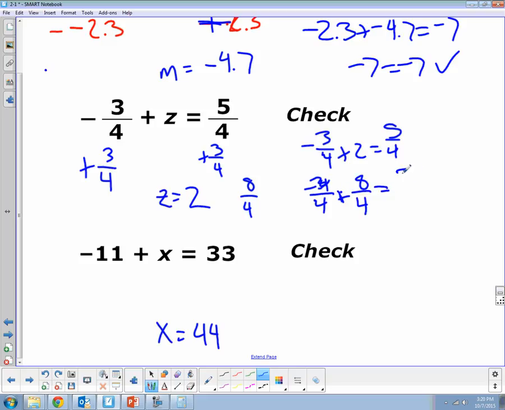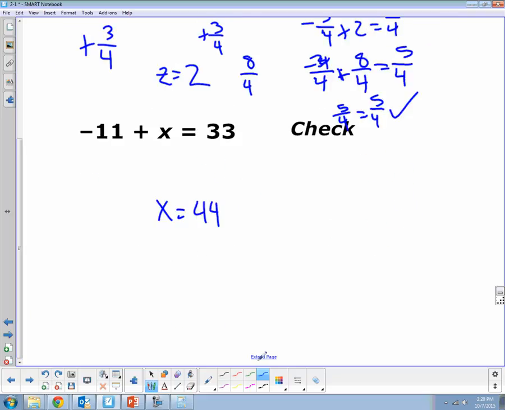is going to equal 5/4, because that's the hope. If we start negative 3 and we add 8, we're going to end up at 5/4, which means it works. 5/4 equals 5/4. We got the right answer. Last one to check. Again, same idea.